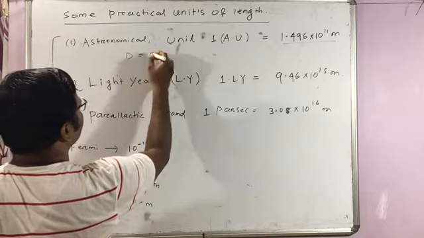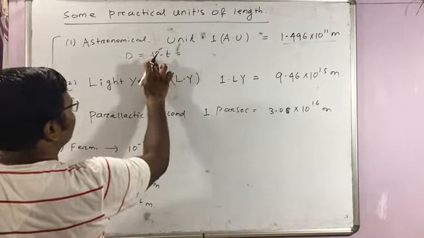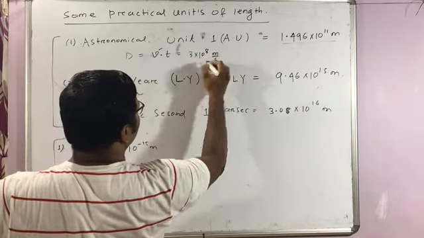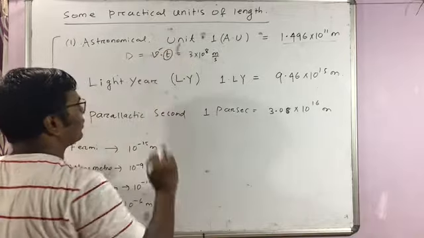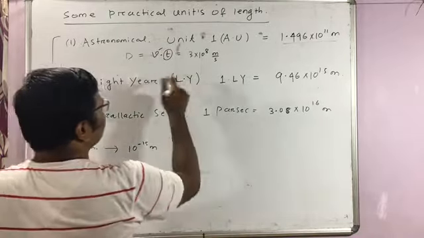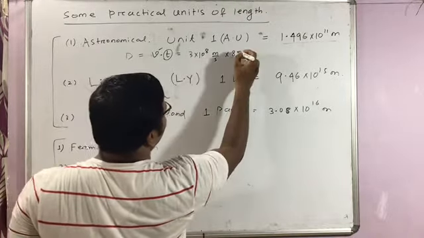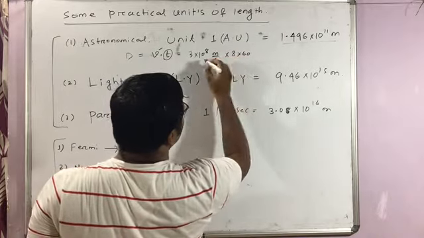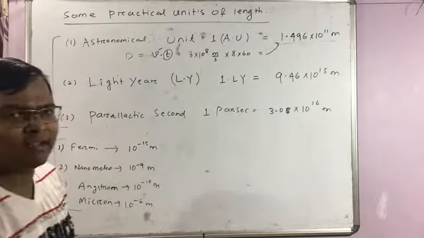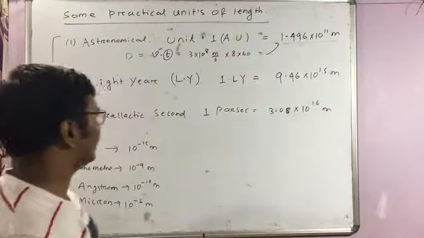Distance is equal to speed into time. Here we can take the speed of light. Speed of light is how much? 3 × 10^8 meter per second approximately. And time we know sunlight takes 8 minutes, so instead of t you can write 8 minutes. Because you have to convert it into seconds, 8 into 60. If you calculate, the value is approximately 1.496 × 10^11 meter. Got? So 1 AU is this much value.